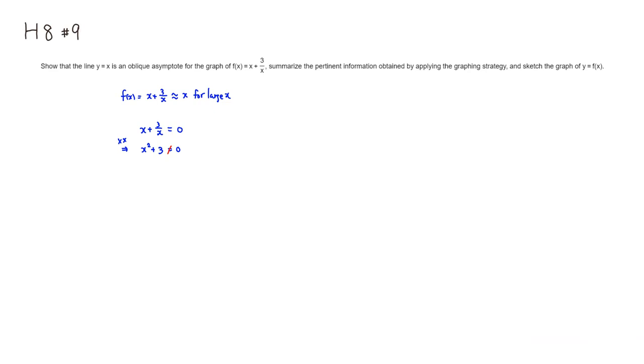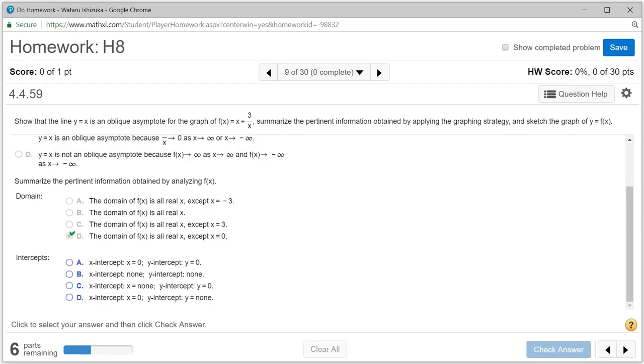Is there a y intercept? For the y intercept we set x equal to 0, but the function is not defined there. So it's actually no x intercepts and no y intercept. So the answer is B. All right, we got that.